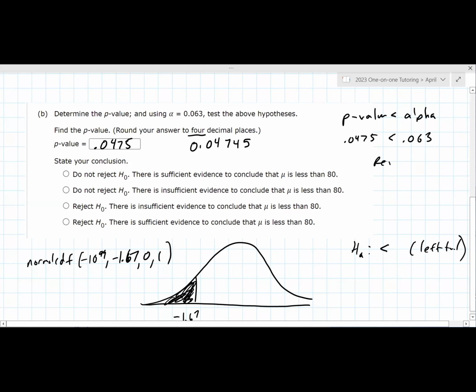In this case, you reject. Reject always goes with the word sufficient. So reject sufficient. Letter D.